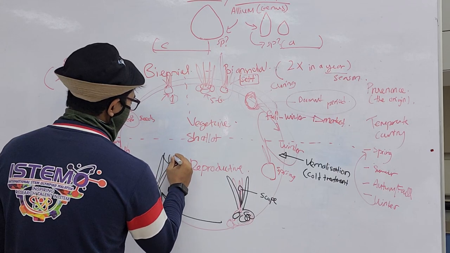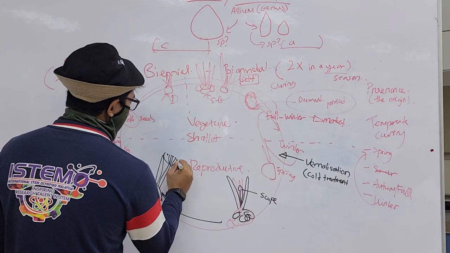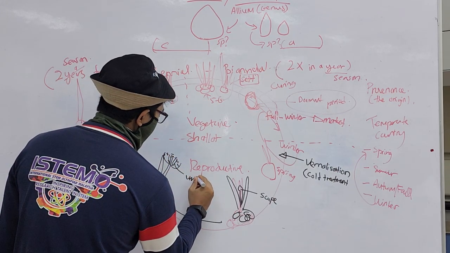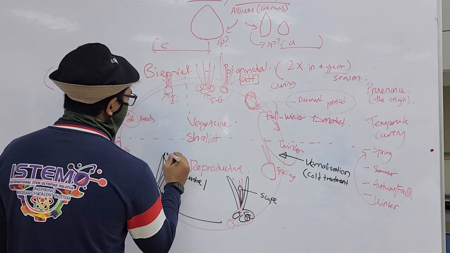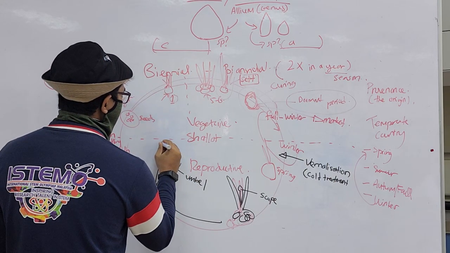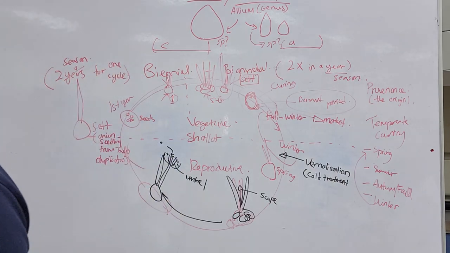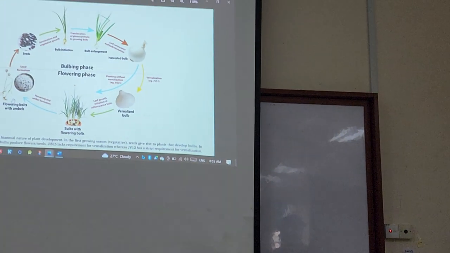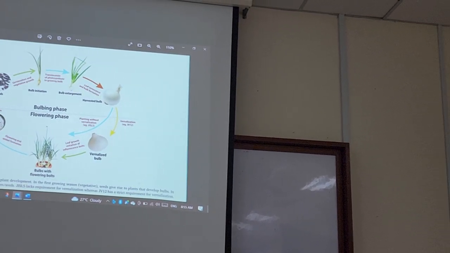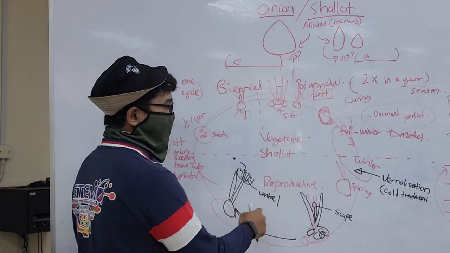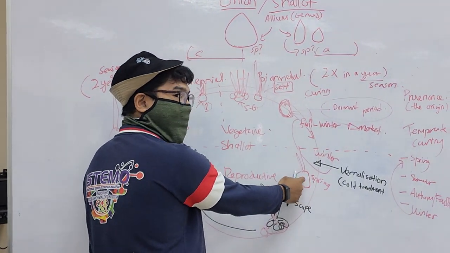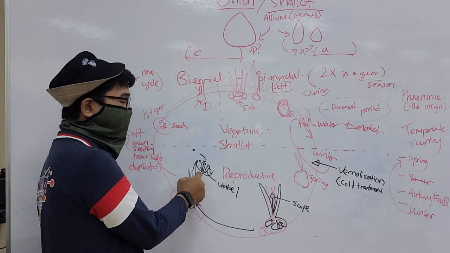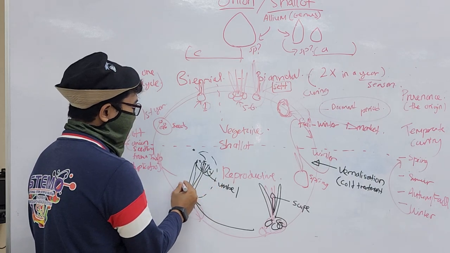Okay, and the flower is in the form of an umbrella that we call umbel. And each of these flowers will become the seeds, the black seed, just like this one, okay? And then it will die down. When you take this out of the ground, it is not going to be as big as the original size, because all the food now has been redirected to the production of the flower structure.